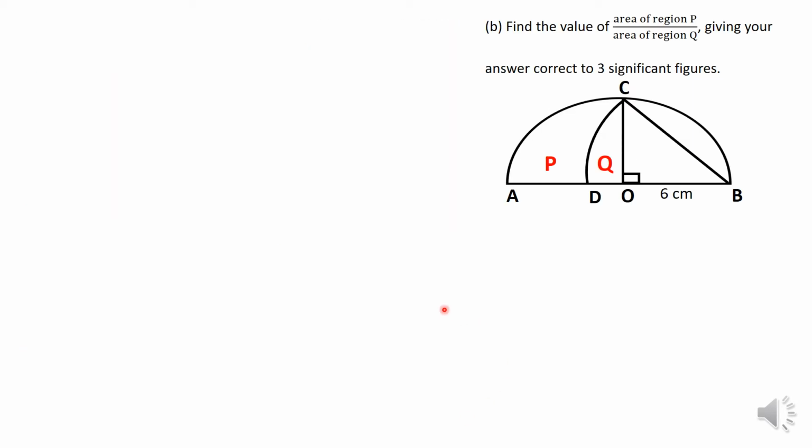So part B, you're supposed to find the value of the area of region P. That means this little region here. And then you are supposed to divide that by the area of region Q, which is this little small one here. And then you're supposed to give your answer to 3 significant figures. So I'm going to use some steps, about 6 or so steps, so that I can just separate my work so you can see. So step 1, I am going to find the area of the whole sector here.